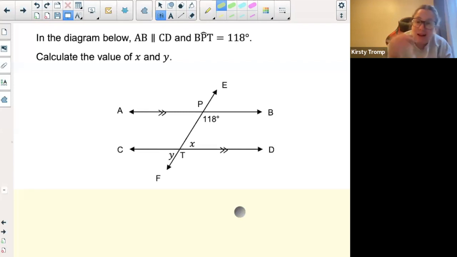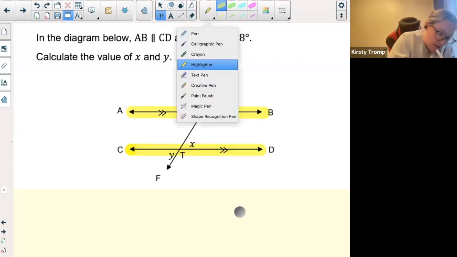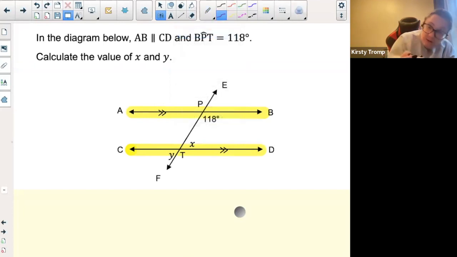Let's go draw that in. I see the symbol for parallel. It means I want to bring out my highlighter. So there's line AB, which is parallel to CD. There's line CD. And then they've even drawn in for me, very kind of them, that angle BPT is equal to 118 degrees. So I've just made it come to life for myself, so now I can see it. Calculate the value of x and y. Calculate the value of x and y.